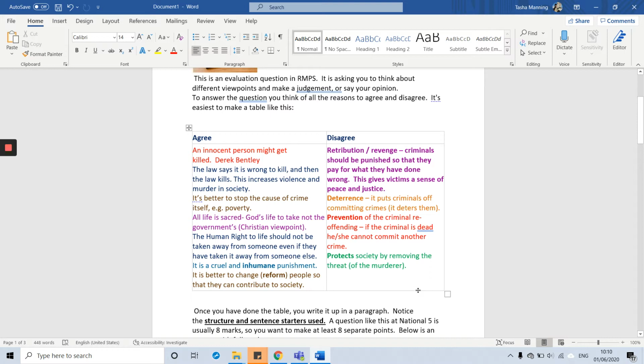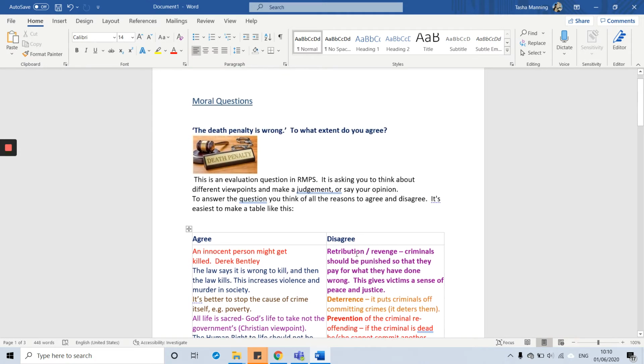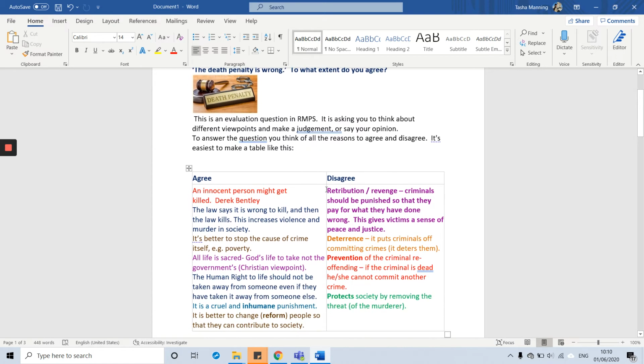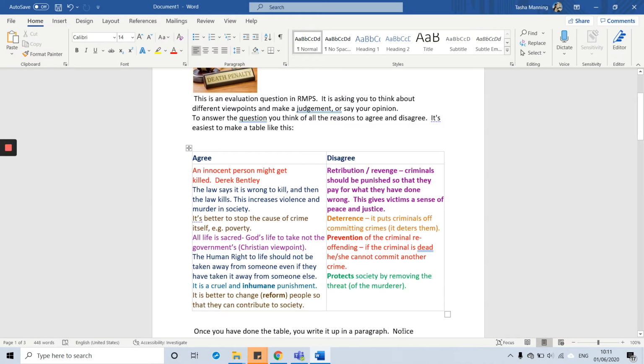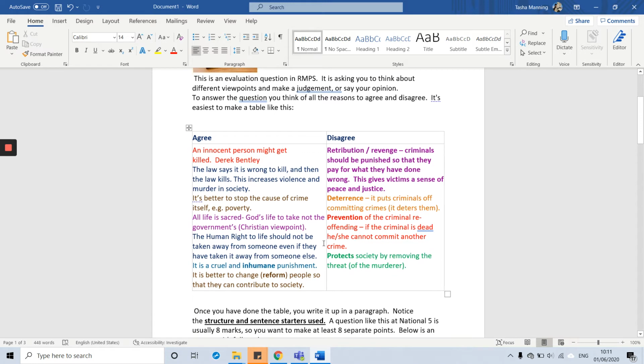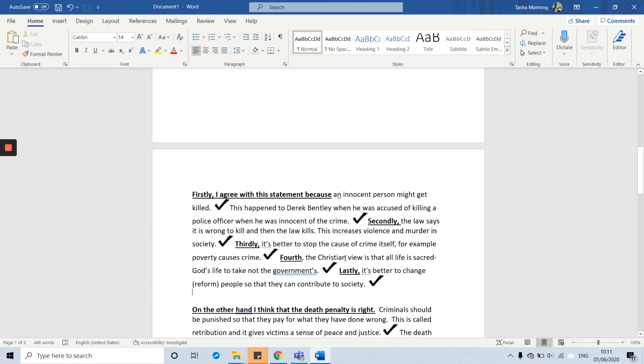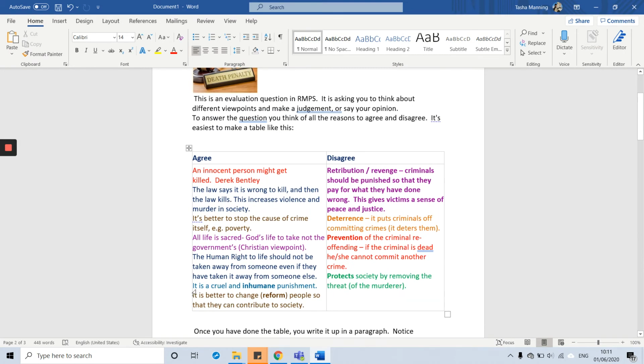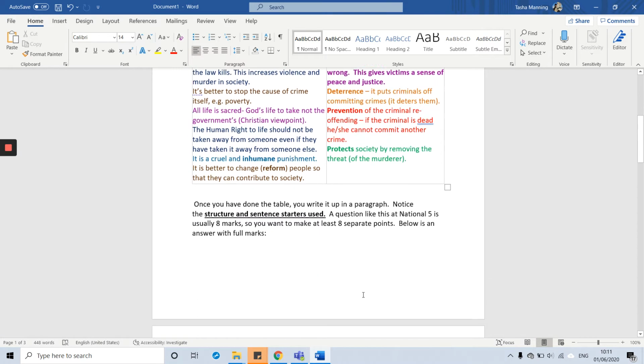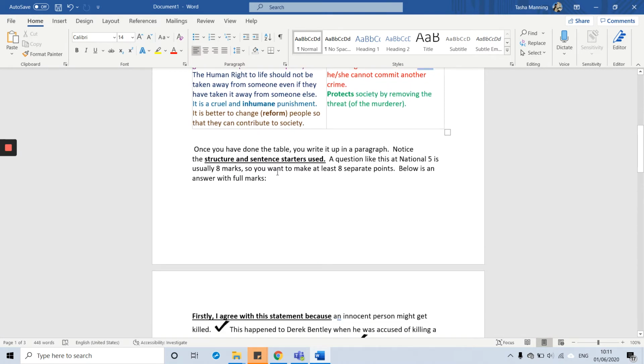And this is what we did in S2. Those of you who I taught in S2, we did this for the death penalty unit, and we also did it for whether or not religious experience is real. So you write this table because that sets you off and gives you a good start. And then once you've done your table, you start writing it up, okay? Because you don't get marks for just notes in a table. So when you're writing up, you think about your structure and you think about your sentence starters.